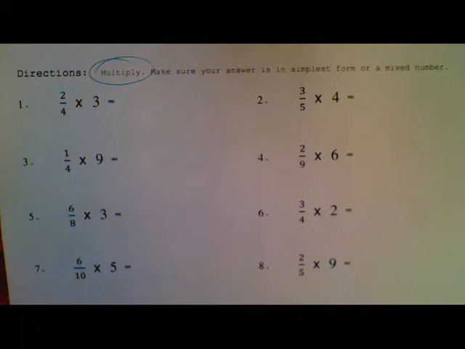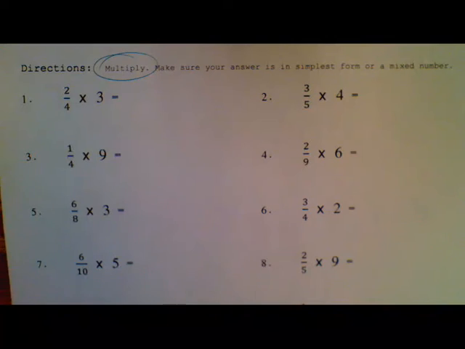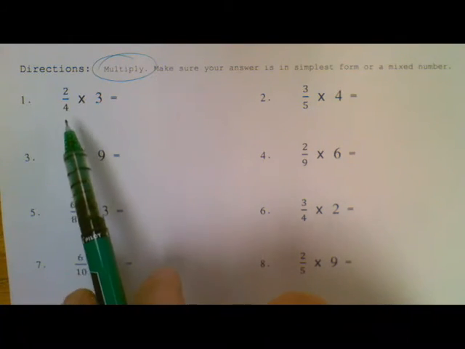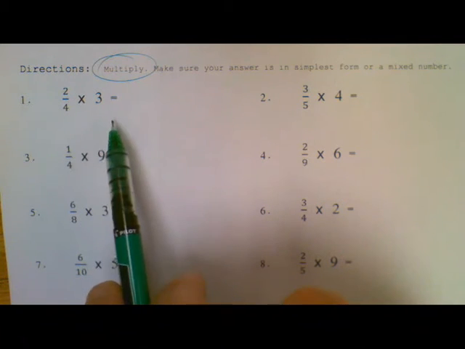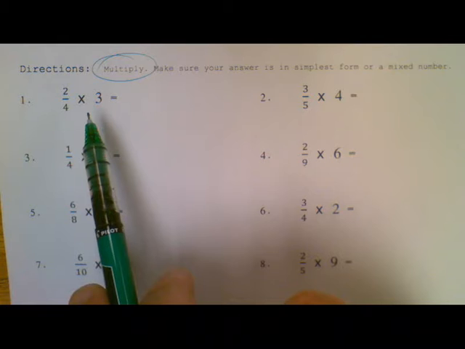multiplying fractions. Now here's the good news. When you add and subtract fractions, what do you need? You got to make a common denominator, right? Well, when you multiply, you don't need to do that, okay? But you do have to multiply a fraction times a fraction. So say I have 2/4 of a pizza, but I have 3 of them, right? Because multiplication is repeated addition.